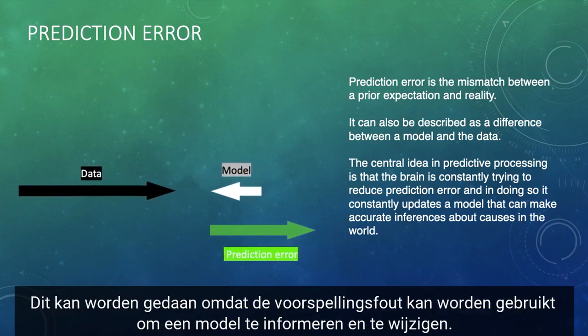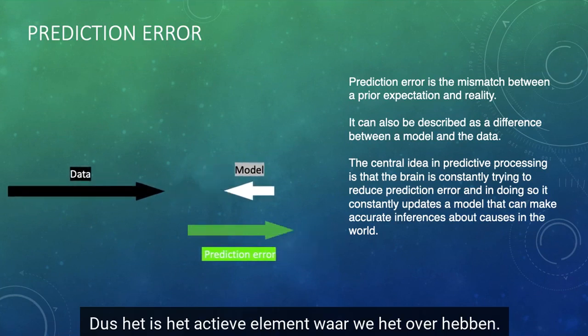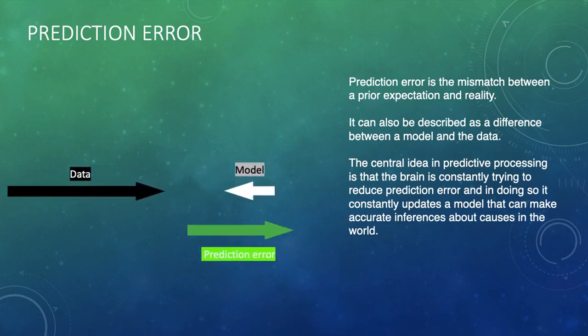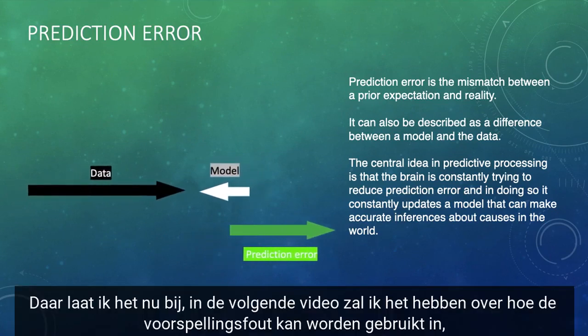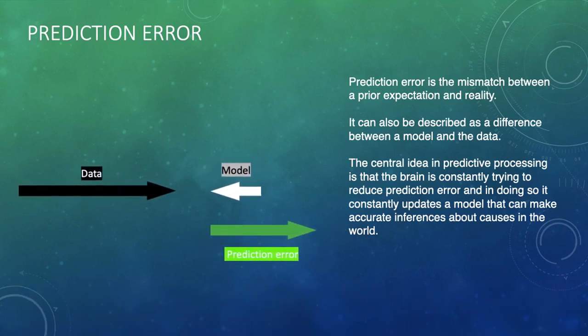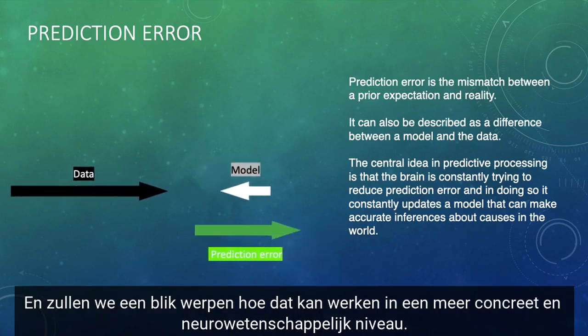This can be done because the prediction error can be used to inform the model and change it, so the model can better match the data. So it's this active element that we're talking about. The brain is making predictions, it's receiving information, and it's revising its predictions to match the data. Okay, so I'm going to leave it there for now, and in the next video, I'm going to talk about how this prediction error can be used in what's called the perceptual hierarchy, and have a look at how this might work on a more concrete neuroscience level.